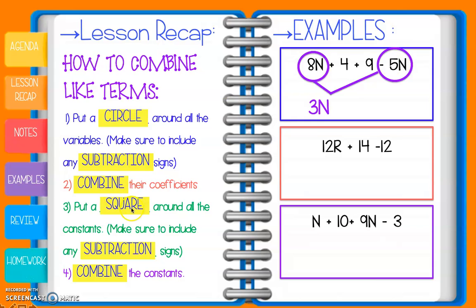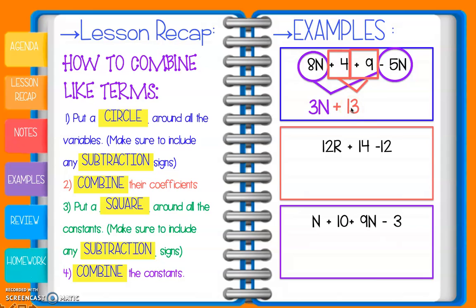Now we're going to put squares around the constants. I have a plus 4 as a constant, and I have a plus 9 as a constant. Remember, we talked about constants being numbers that aren't going to change. They're just our regular numbers. So I have 4 plus 9. I'm going to combine those, and I get plus 13. So our simplified expression is 3n plus 13.